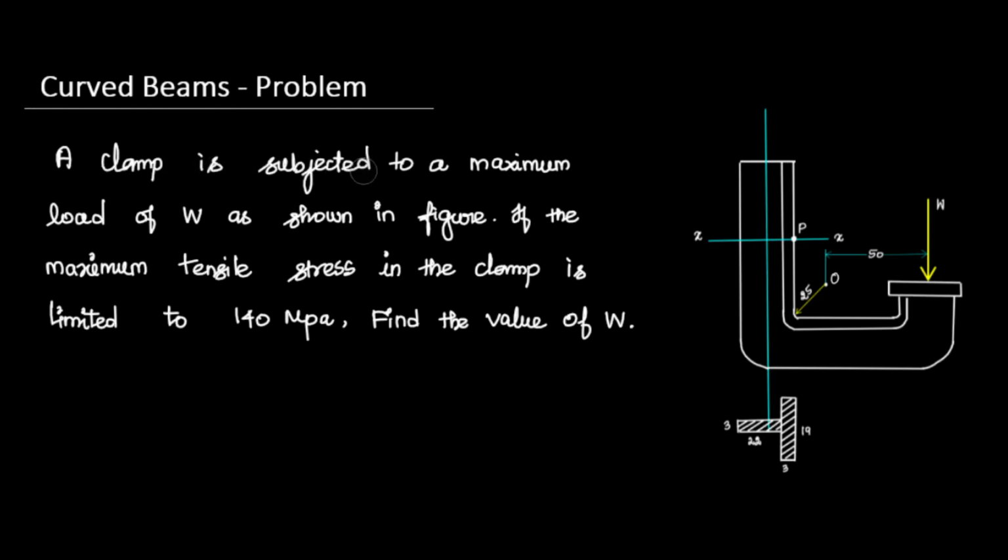A clamp is subjected to a maximum load of W as shown in figure. They have given the diagram which is kind of a C clamp. At the end of the C clamp, if the load is applied, the value is W. It is not given actually. And the clamp has a T-shaped cross section. The dimension of the T-shape is the vertical flange 19 cross 3, and the horizontal flange 3 cross 22. These are the dimensions of the cross section. And if the maximum tensile stress at the clamp is limited to 140 megapascal, find the value of W.